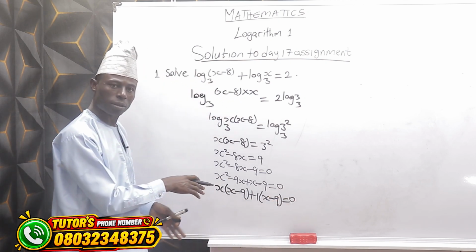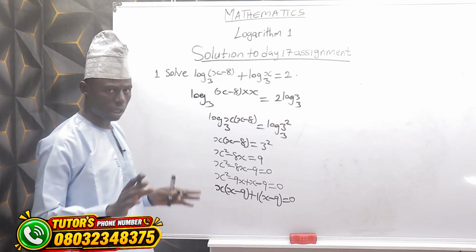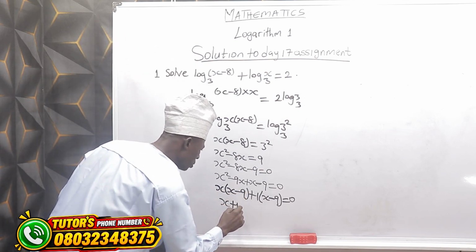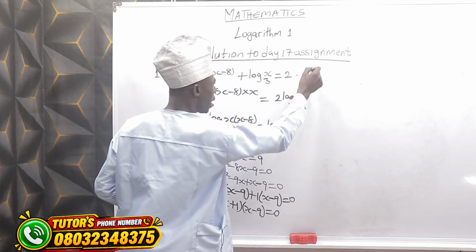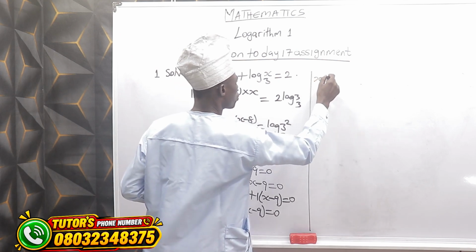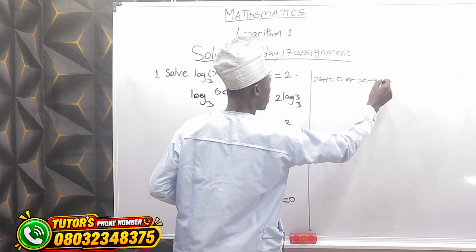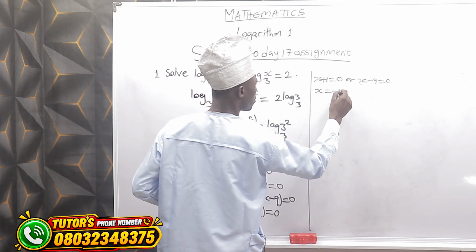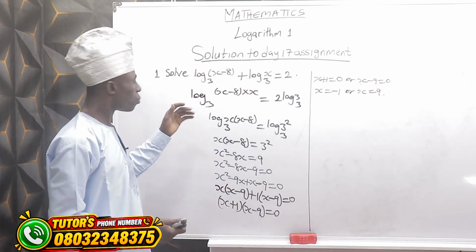I don't dwell on the solution of this quadratic equation because I've already taught you quadratic equations and we dealt with it seriously. So I'm only passing by. (x plus 1) into (x minus 9) equals 0. I conclude it on this side. x plus 1 is equal to 0, or x minus 9 equals 0. x equals minus 1, or x equals 9. That is the end of the solution of question 1.